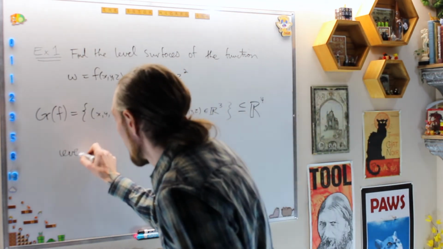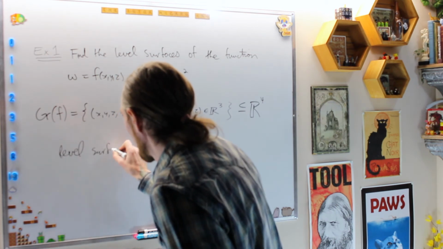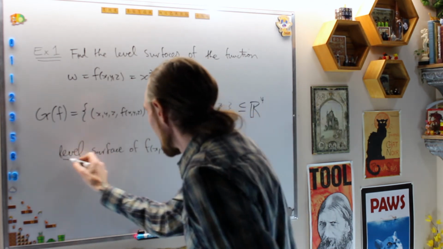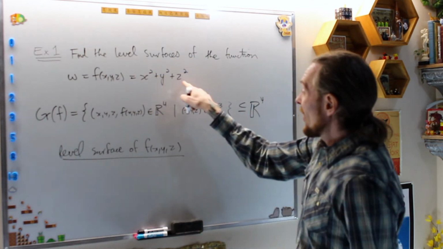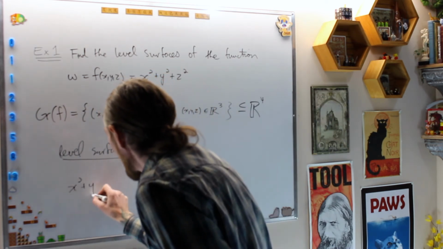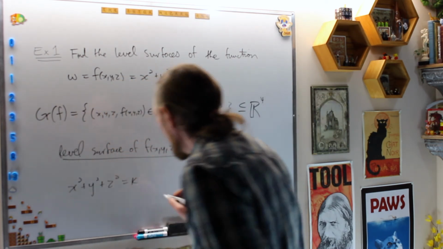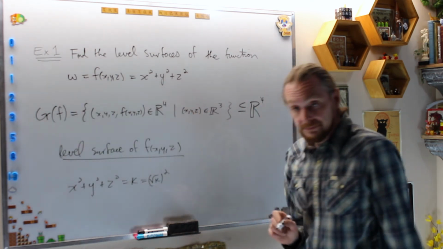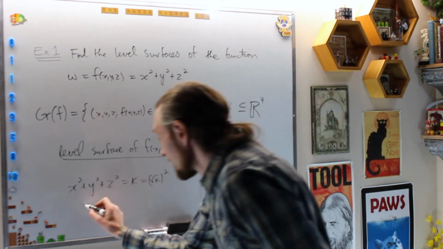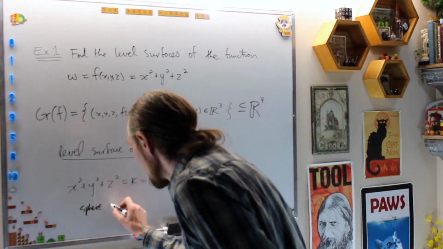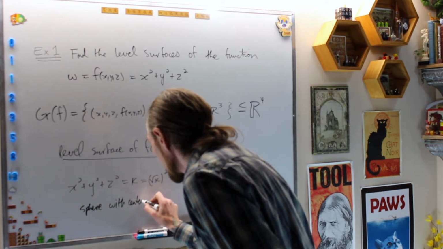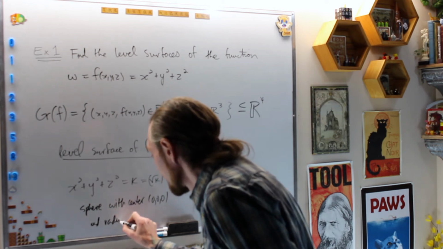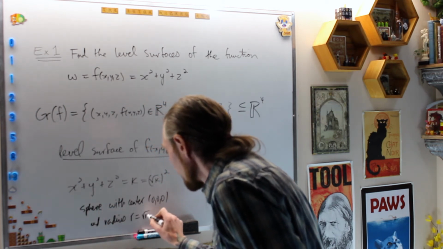Level surface of f of x, y, z. It's of three variables. What is that? That will be f of x, y, z, so x squared plus y squared plus z squared equals k. This means that this is a sphere with center 0, 0, 0, the origin, and radius r equals the square root of k.